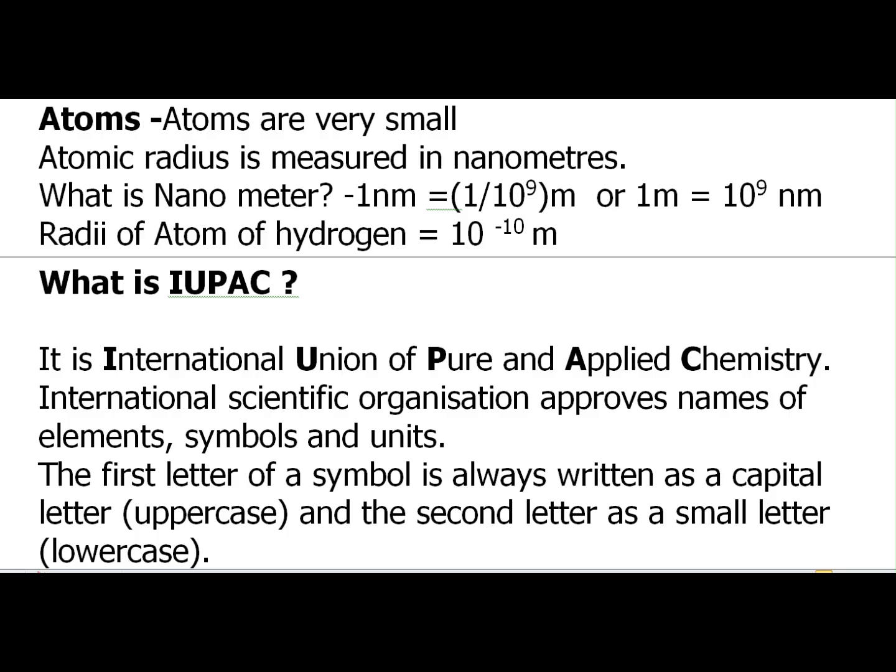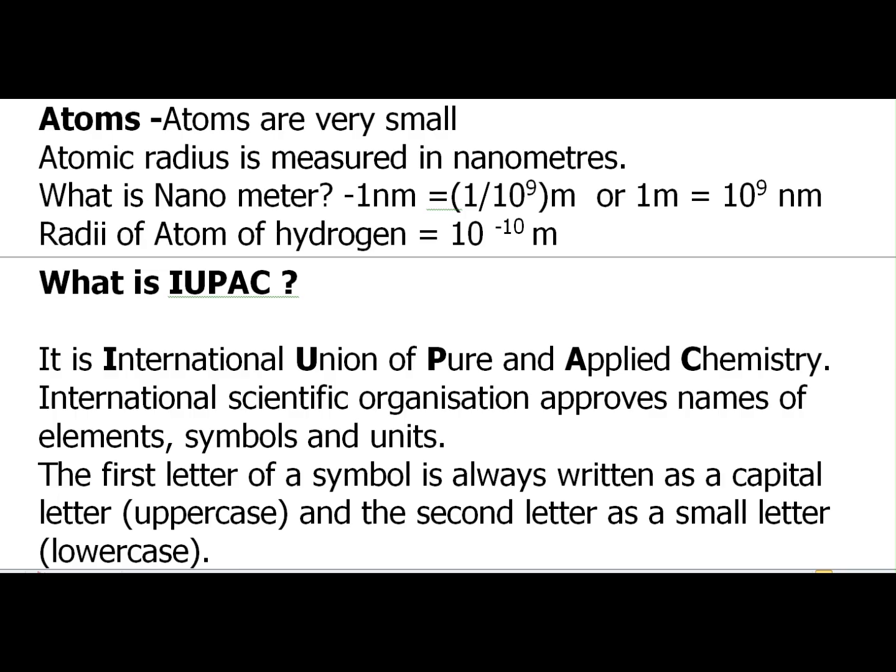Atoms, as you know, are very, very small, tiny particles. You should know the size of the atom. Atomic radius is measured in nanometers. That is very, very small. What is a nanometer? The question may be asked. 1 nanometer is equal to 1 divided by 10 to the power 9 meters. That means 1 nanometer is equal to 10 to the power minus 9 meter, or 1 meter is equal to 10 to the power 9 nanometer.